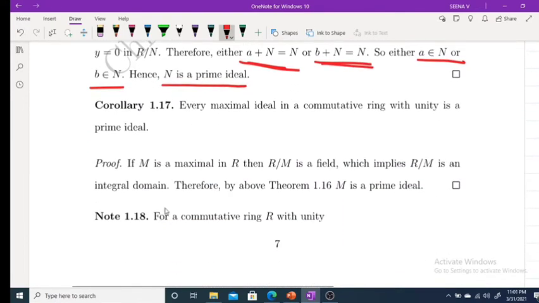Now next is a corollary. Every maximal ideal in a commutative ring with unity is a prime ideal.